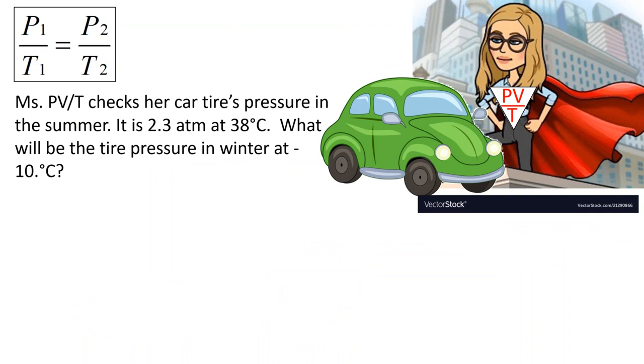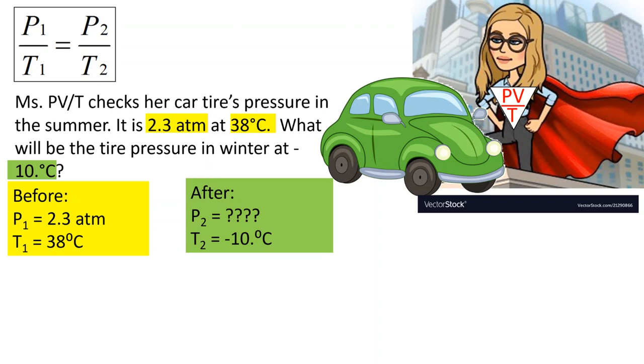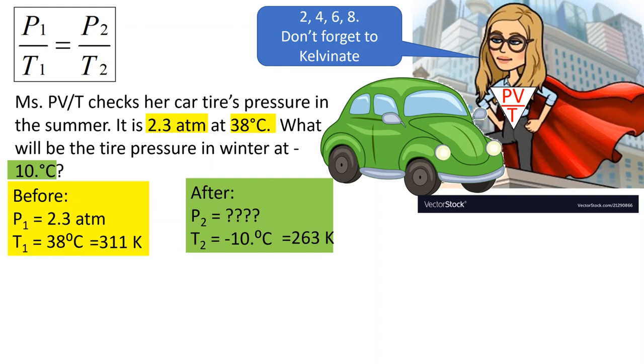All right, here's a problem for you. Mrs. PVT checks her car's tire pressure in the summer. It is 2.3 atmospheres at 38 degrees Celsius. What will be the tire pressure in winter at minus 10 degrees Celsius? So yellow is our beginning conditions. Green is our final conditions. We're ready to plug them into the equation.